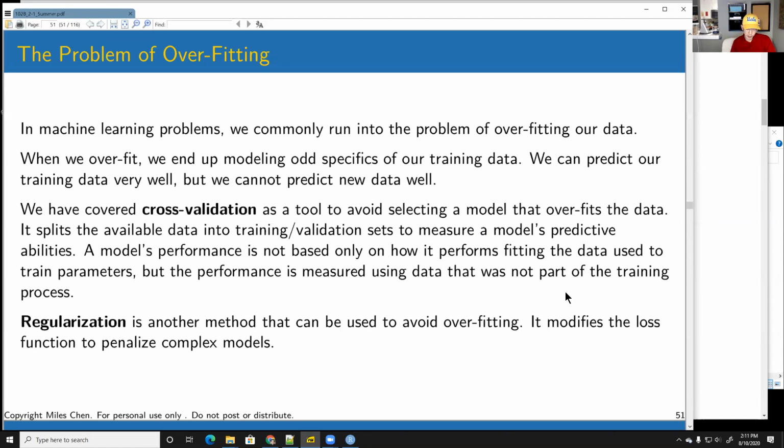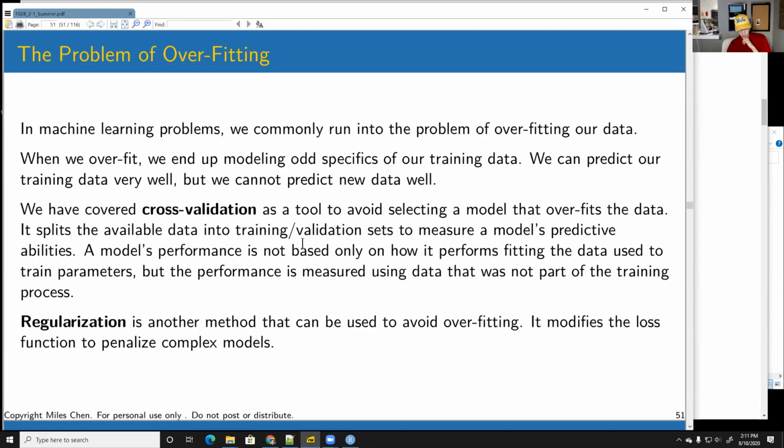So the problem of overfitting is that we end up modeling odd specifics that exist in our training data, right? Just by coincidence, when you select your random sample to be your training data, there could be something strange that happens in it. And if you overfit, you're modeling something that's weirdly specific to that training data set and not something that generalizes to the population, all right?